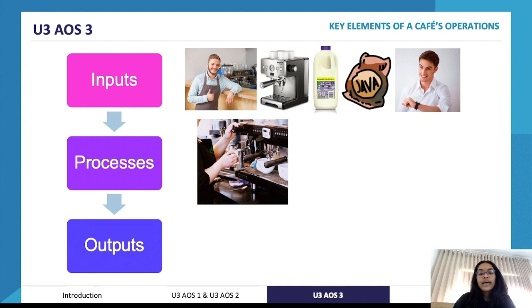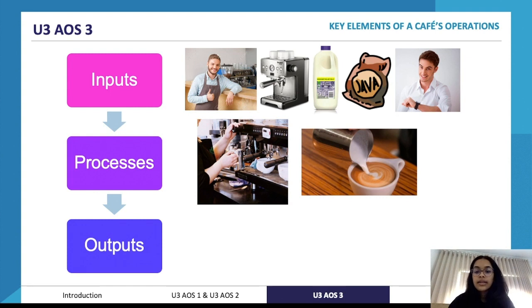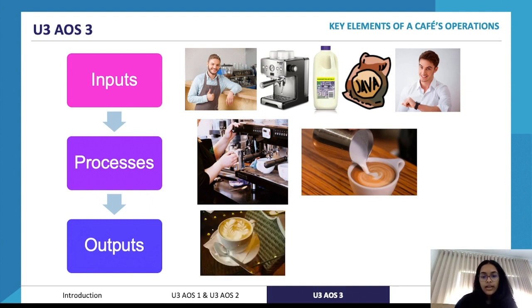Processes would be pouring the milk into, I guess, the little thingy where they froth the milk, and I can't even think of the contraption, but yeah, frothing the milk, pouring the milk, pouring the coffee into the coffee cup, pouring the milk on top of the coffee, grinding the beans, all of that. Then the output is the final coffee.